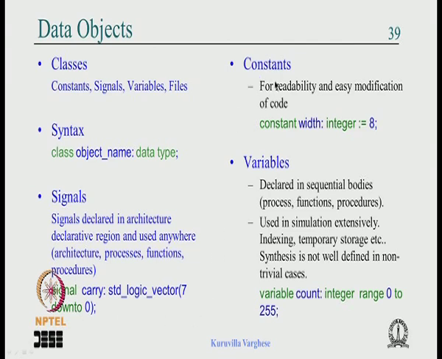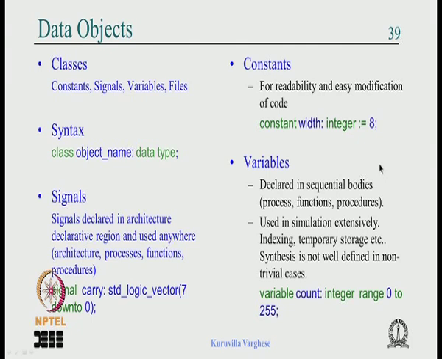Similarly, a constant is used for readability and easy modification. The keyword is constant, a name, width, and then the data type, integer. Since an integer can take any value, we say what the value is here, 8. Wherever the width is used, suppose you are defining a counter, you can define the counter output in terms of the width. You can say the counter output is width minus 1 down to 0. So you can come and change it: it's an 8-bit counter now, you just change this to 16, then you get a 16-bit counter.